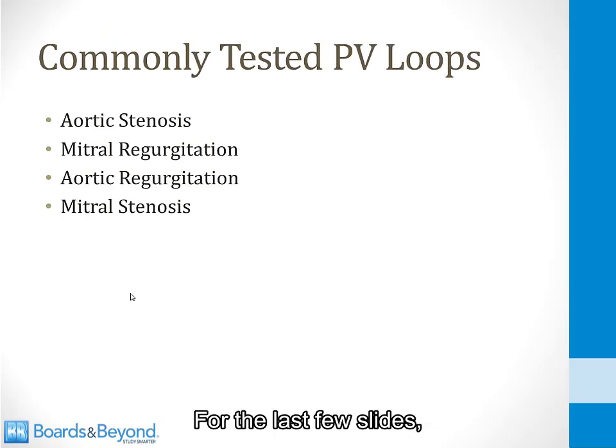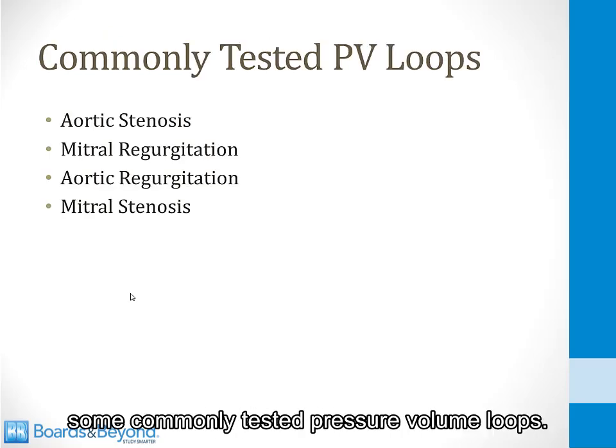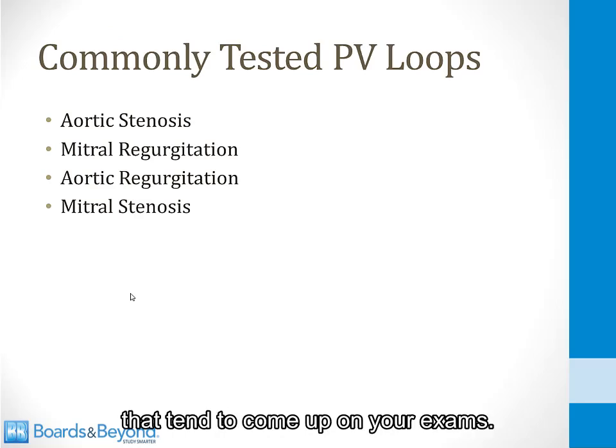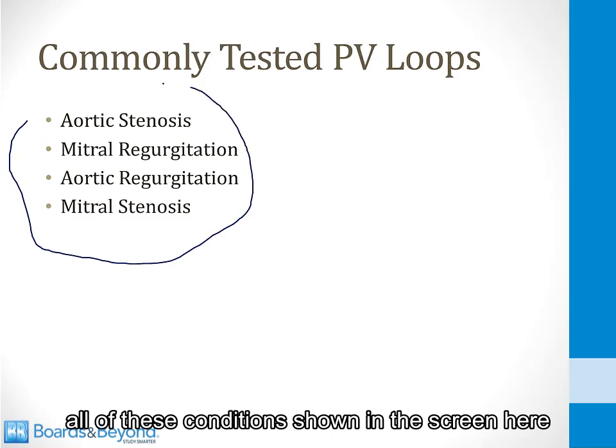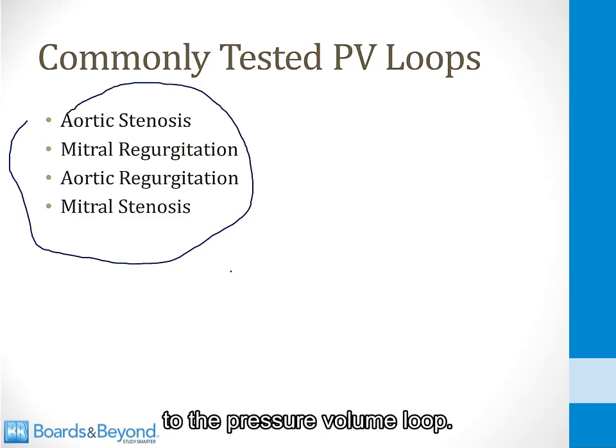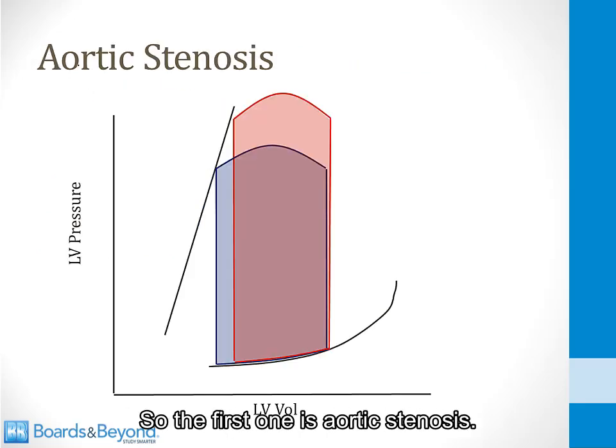For the last few slides, I'll show you some commonly tested pressure-volume loops. These are loops that tend to come up on your exams. We'll go through all of these conditions shown on the screen here and talk about what they do to the pressure-volume loop. So the first one is aortic stenosis.